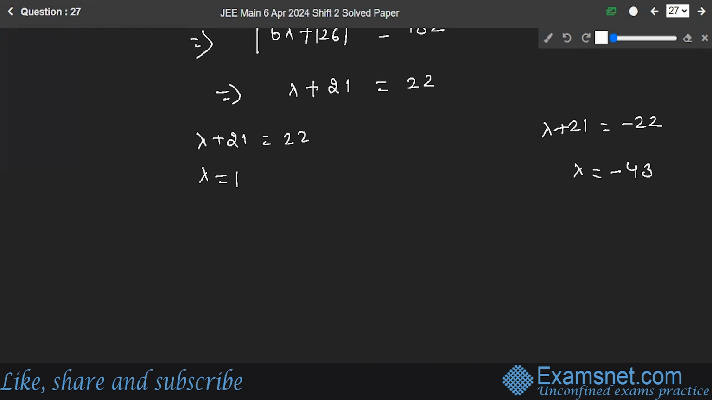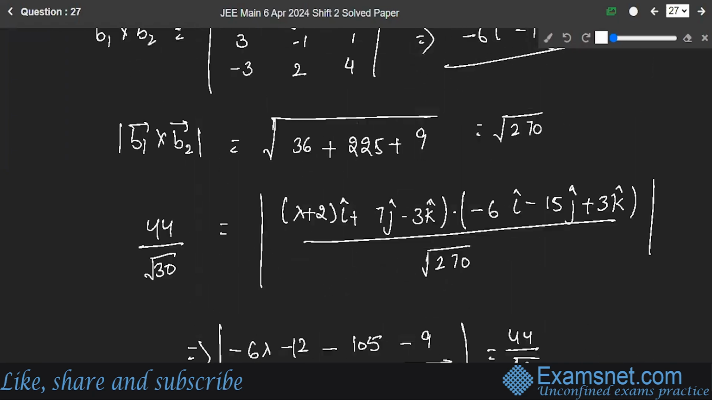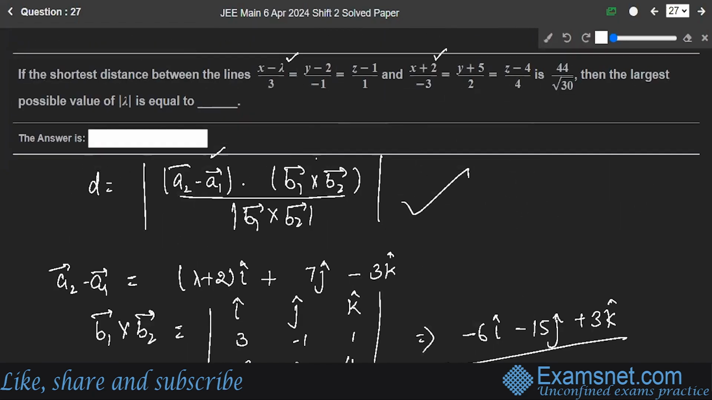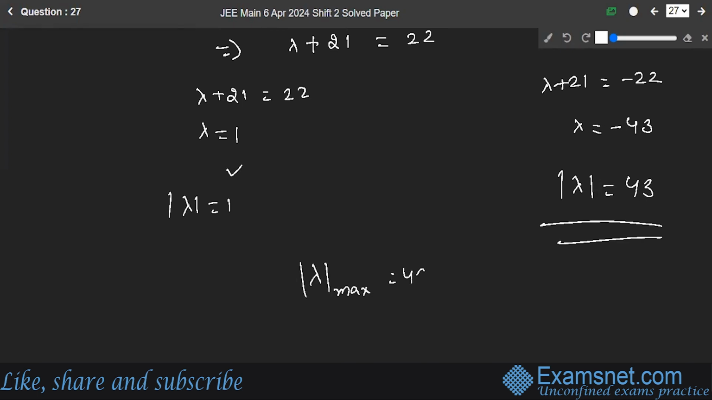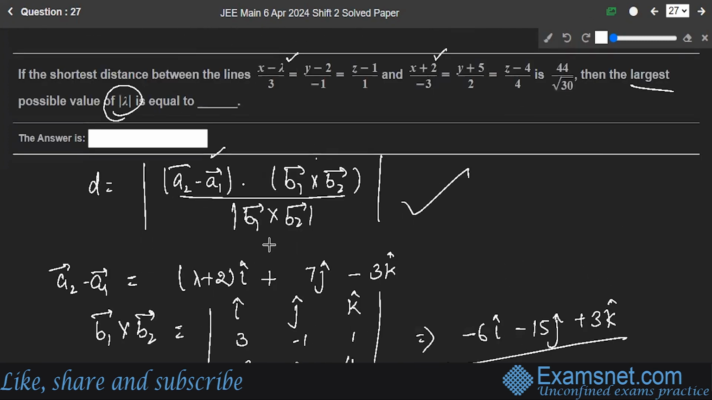So if I look at these ones, the lambda value is equal to 1. This is the largest value. But in the question, you are asked the largest value of mod of lambda. So mod of lambda is equal to 1, and here the mod of lambda is equal to 43. So that means the maximum value for this is 43. So this is the answer to the question: 43. Hope you got that. Let's move to the next question.